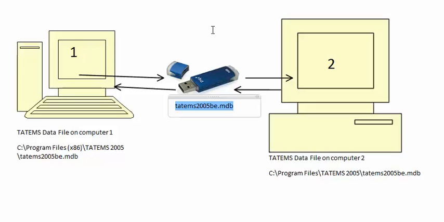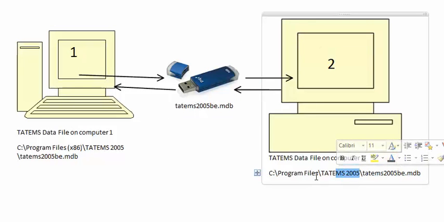All right, hopefully that's helpful for you. And like I said, I think you can use, instead of a USB drive, Dropbox. So basically you'd have Dropbox installed on both computers. You would copy this file into the Dropbox folder on computer number one, and then computer number two would see that file, copy it from the Dropbox folder to his TATEMS folder, and then you would be able to do the copying back and forth the same way as if it was a USB drive.